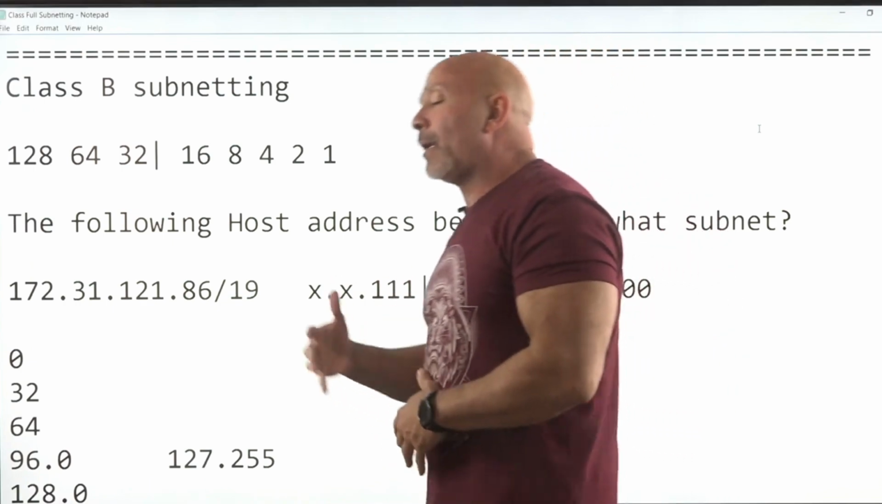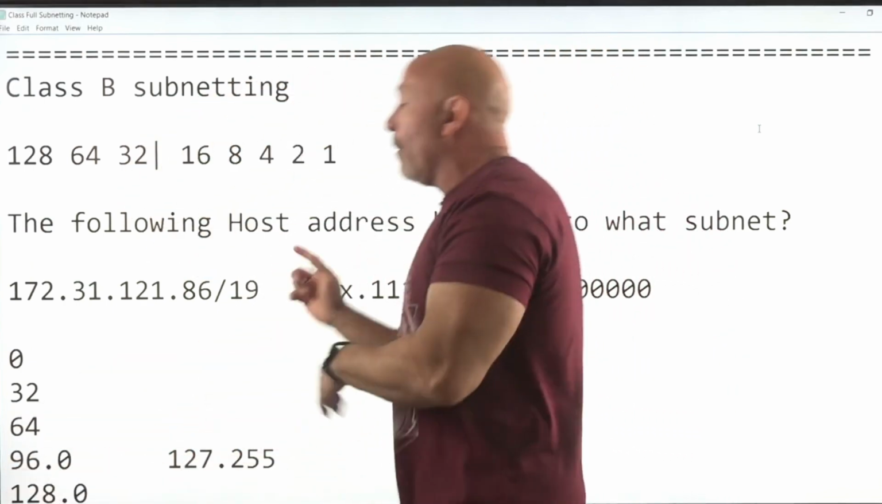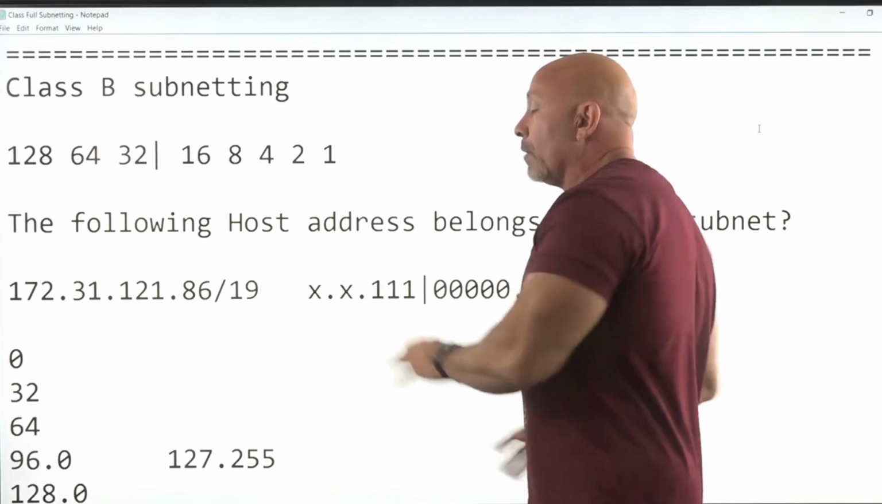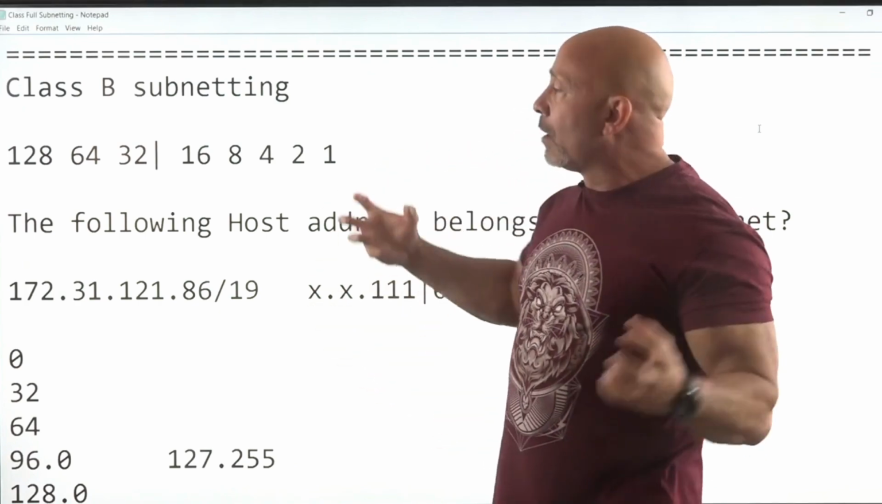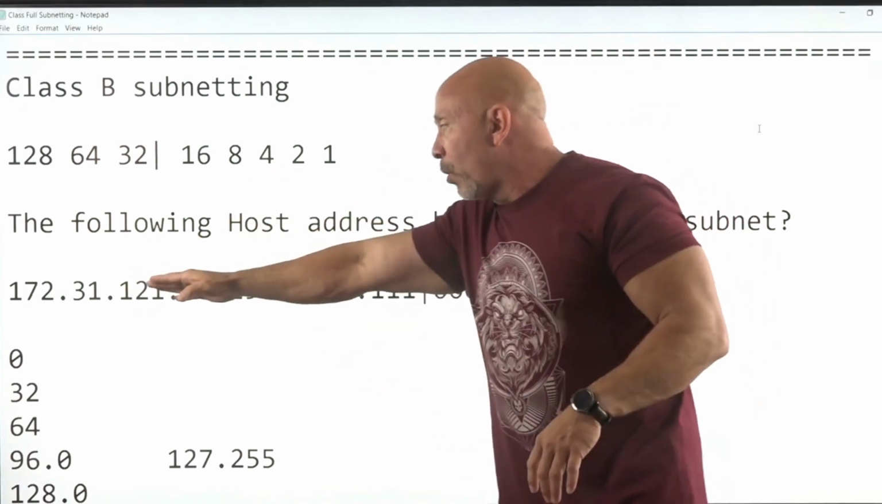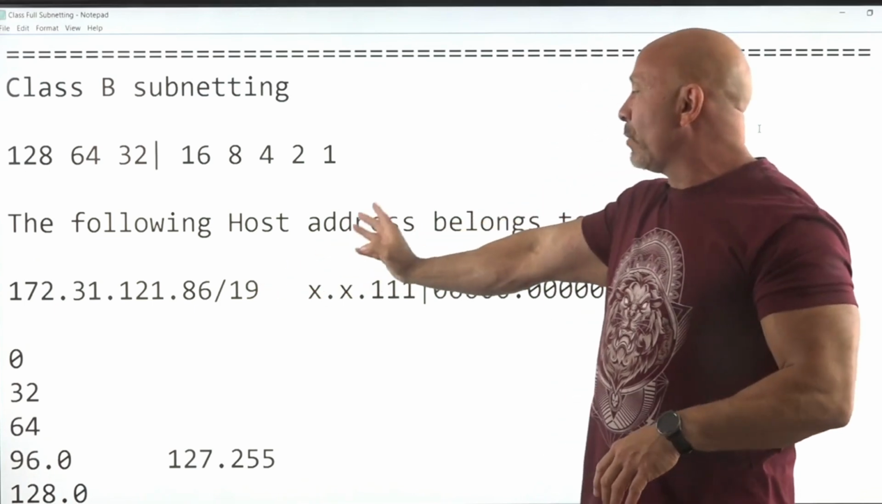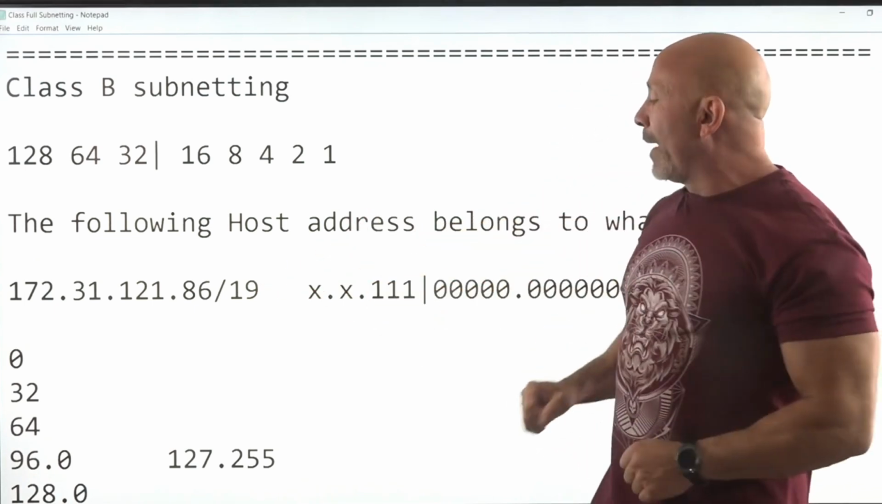Why? Because I keep getting in your way. I keep bending over, backspacing, all these different things, moving around. I don't want to be in your way. I want you to have a clear look at everything. Basically, it's going to be 172.31.121.86 with a CIDR 19. And we're going to go ahead and break this down.